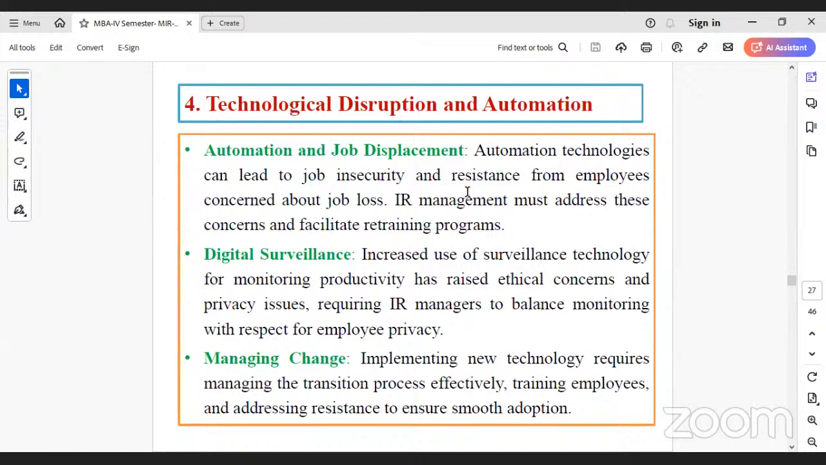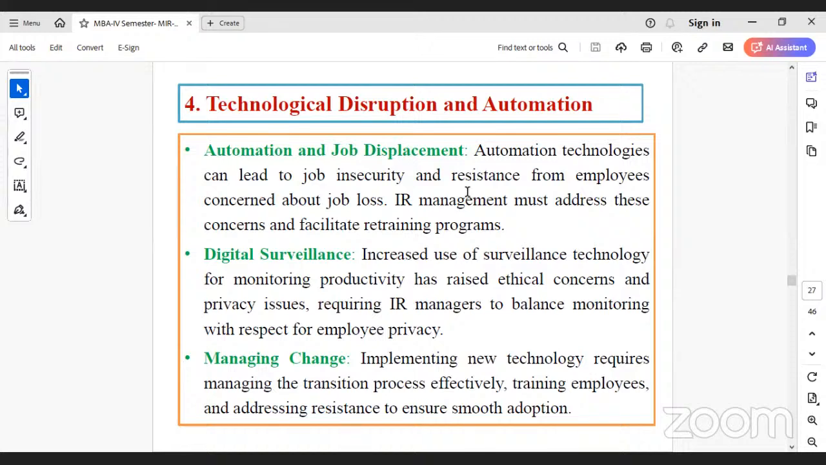And another part is technological disruption and automation. So automation and job satisfaction. Technology can lead to job insecurity, and this is found. There is concern about the job, and IR management must address these concerns and facilitate retraining programs.